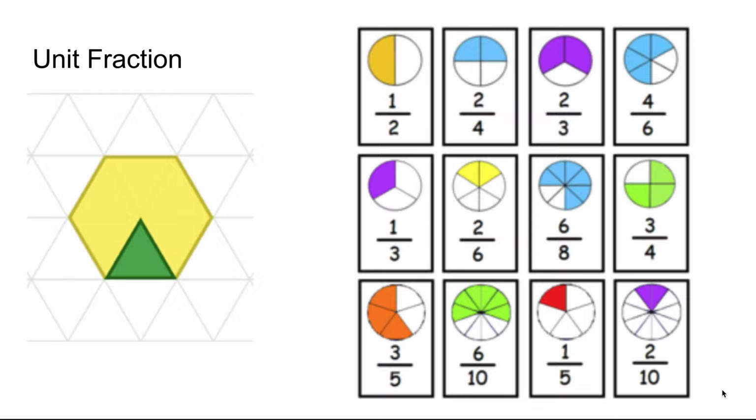Okay. So if I just ask you to find the unit fraction in this row, 1/3 is the unit fraction. 1/6 is the unit fraction. 1/8 is the unit fraction. 1/4 is the unit fraction. Why is it important? Because then it's going to be so much easier to do addition and subtraction.